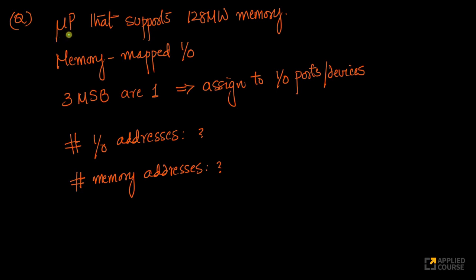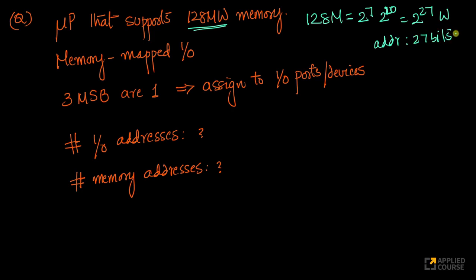Imagine I have a microprocessor that supports 128 mega words of memory. So what is 128 mega? 128 is 2 power 7. What is mega? 2 power 20. So 2 power 27 words of memory, which means the address is 27 bits. Okay, first data point. Now in this system, they are using memory mapped IO.